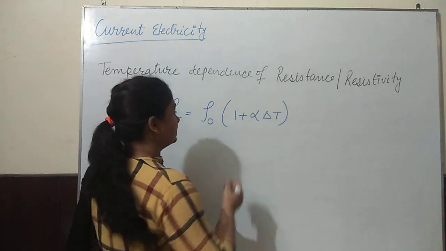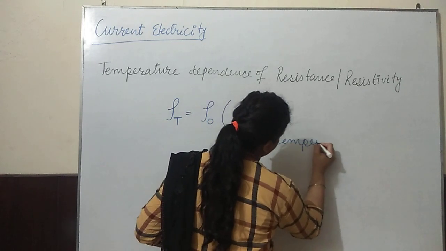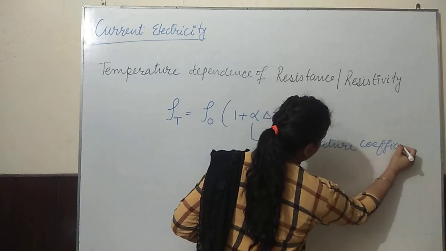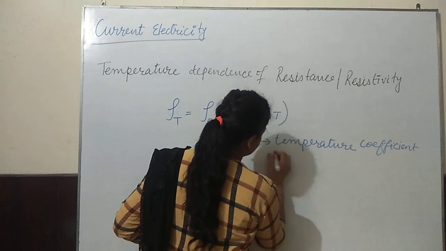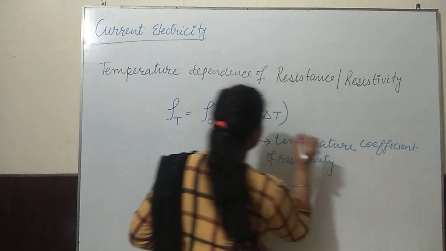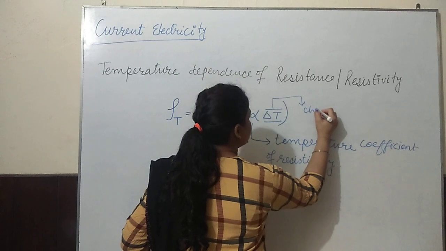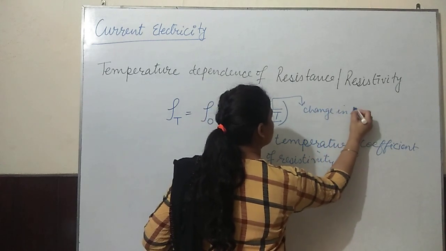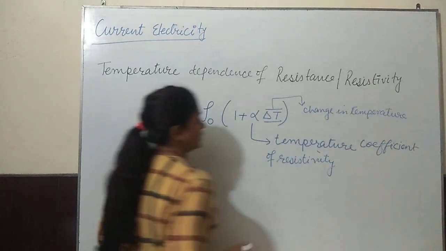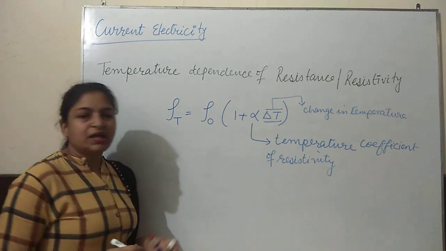Alpha is the temperature coefficient of resistivity. And delta T is what? Delta T is the change in temperature. So using this formula, we can find out the resistivity of the material at any temperature.